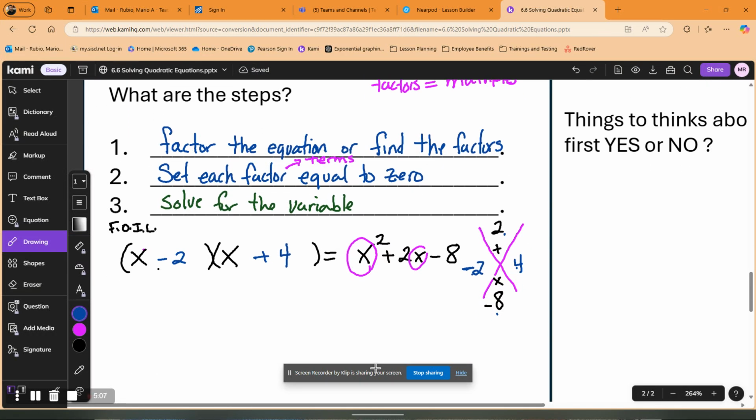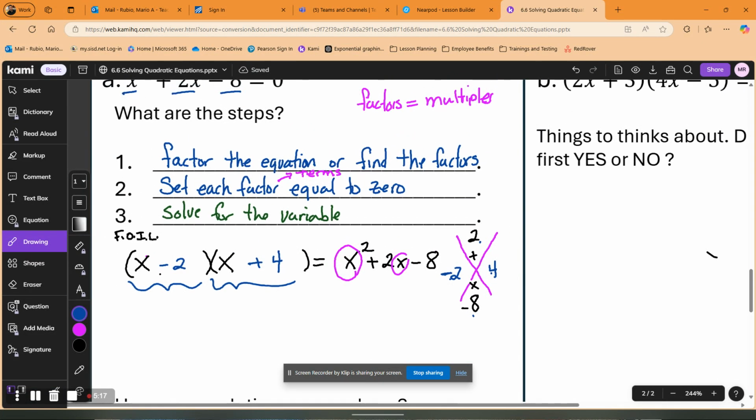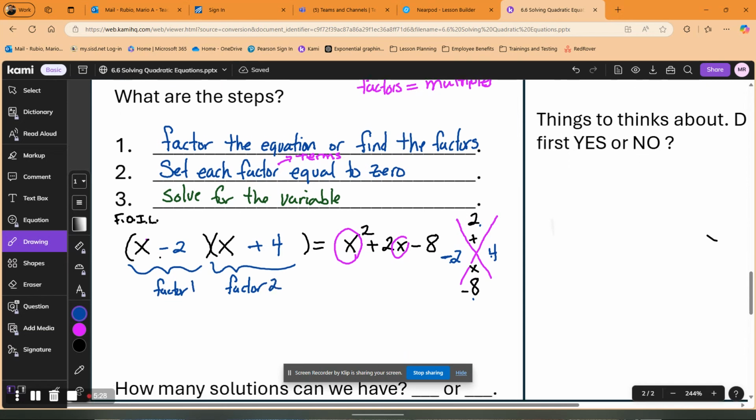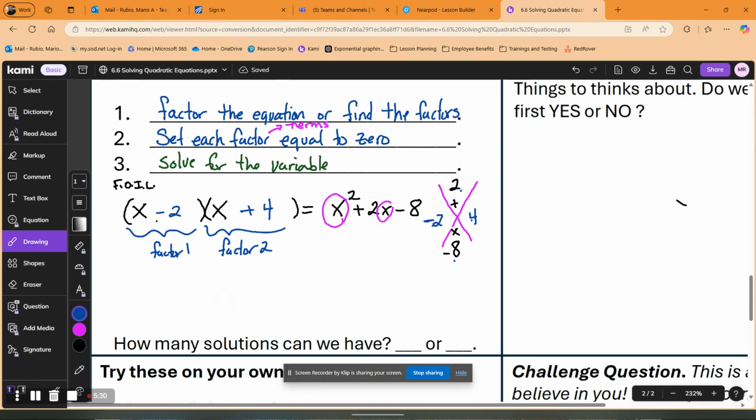And what this is, x minus 2 times x plus 4 will give me x squared plus 2x minus 8. These are the terms that we need. Those are the factors. So this is a factor, and this is a factor. Okay, so there's two factors. Factor 1, factor 2. Now we got to set each one equal to 0.